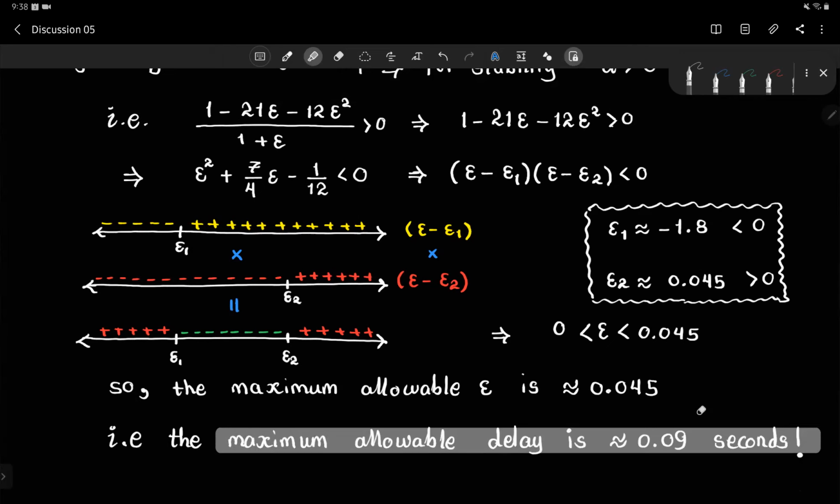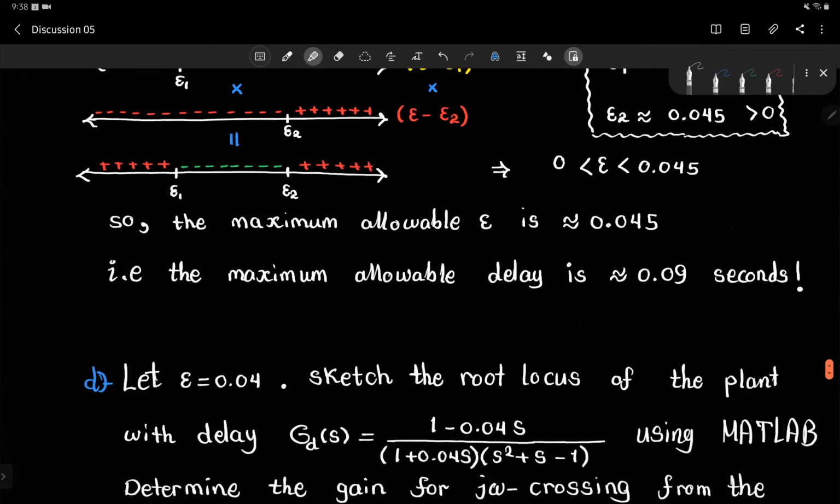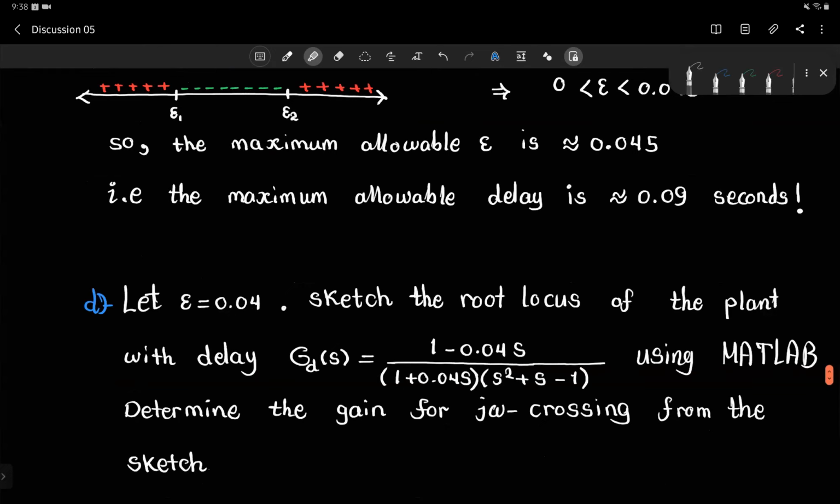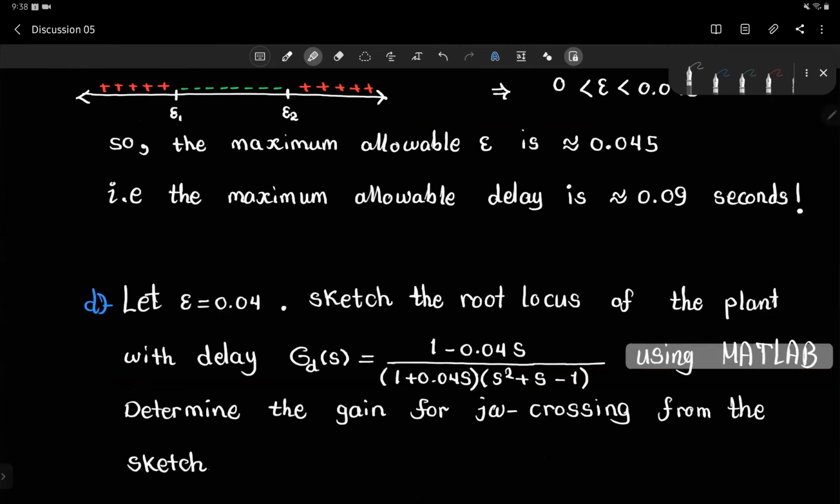Okay, so this is the maximum delay that we can allow for this system. Any questions? Okay. Finally, let's put epsilon equal to 0.04 seconds. And let's try to sketch the root locus of the plant using MATLAB, okay?